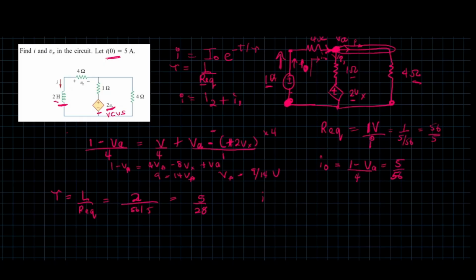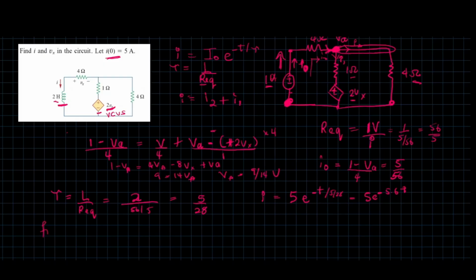And now for the final thing, I is equal to what? Now it is 5 e raised power minus t. In this case, we have found what tau is. Tau is 5 over 28. So it's going to be over 5 over 28. This is going to simplify to be 5 e raised power minus 5.6t.